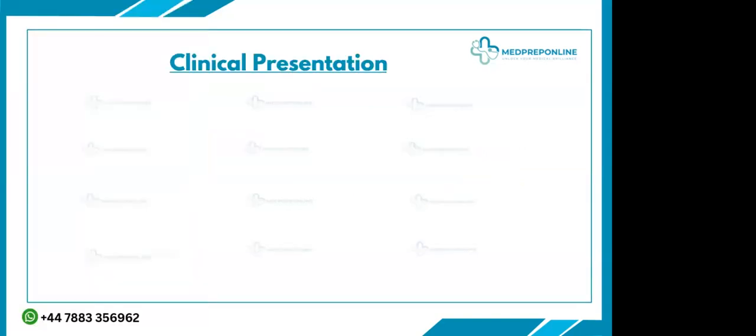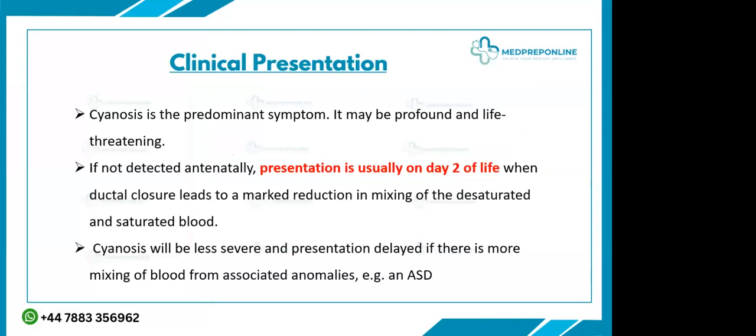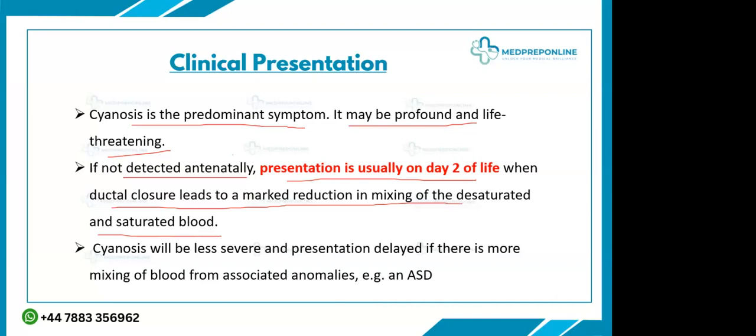So what is going to happen in the clinical presentation? Cyanosis is the predominant symptom, and it may be profound and life-threatening. It is usually not detected antenatally. Its presentation is usually on the second day of life, when the ductus closes, so the cyanosis becomes apparent. Ductus closure leads to a marked reduction in the mixing of the desaturated and saturated blood, and the cyanosis will be less severe and presentation delayed if there is more mixing of the blood from associated anomalies like an ASD.